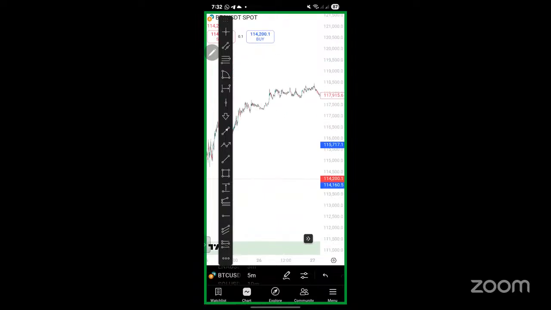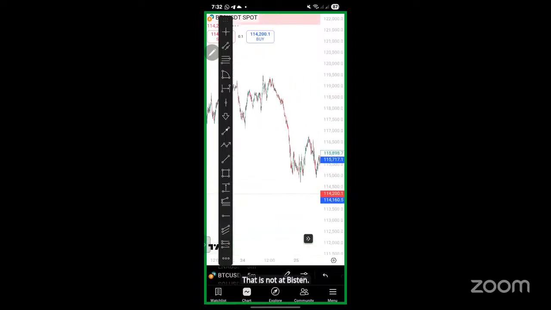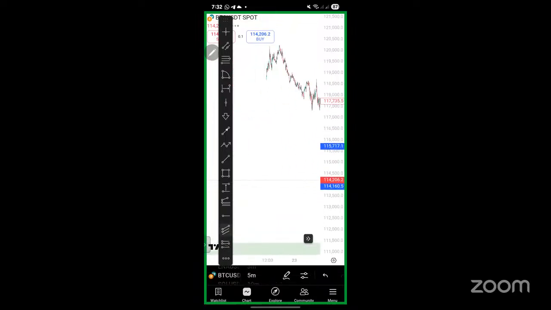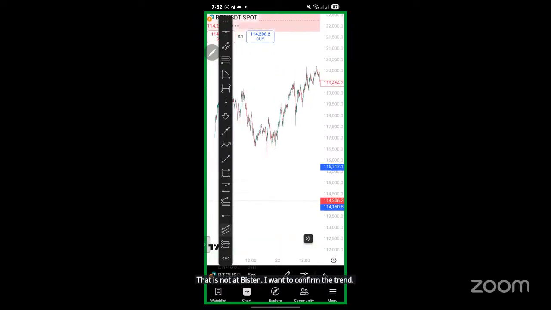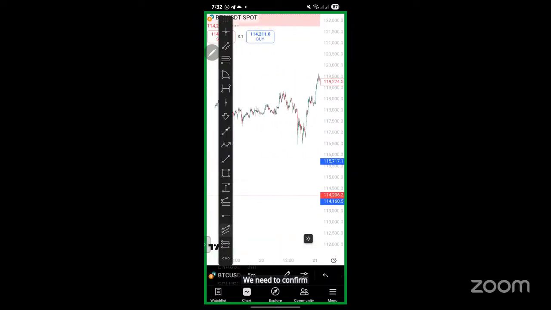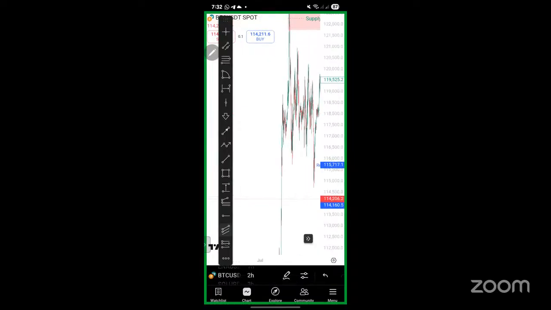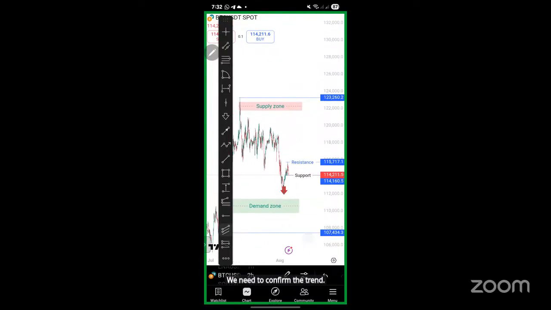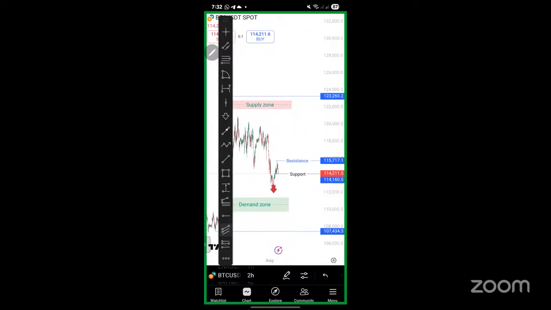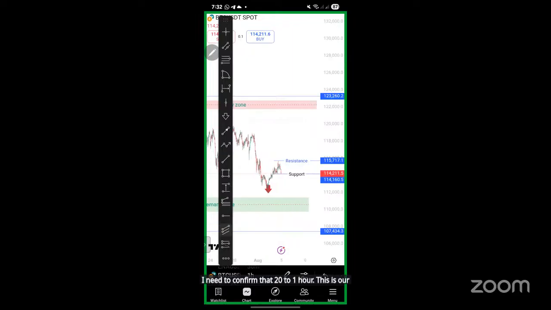The arrow is nowhere to be seen. We want to confirm the trend. We need to confirm the trend. Take it to 1 hour. That is our arrow. You can see that that was the tip.